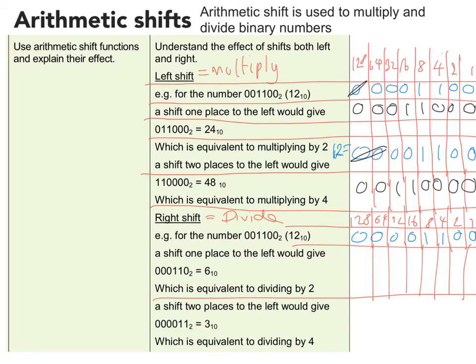So now we're going to look at a right shift. Now where a left shift would multiply the number, the right shift would actually divide a number. So if we start with the original example that we did before with a number of 12, you can see I've entered it in here into the table. A shift by one place to the right would give 6, which would be the equivalent of dividing the number by 2.